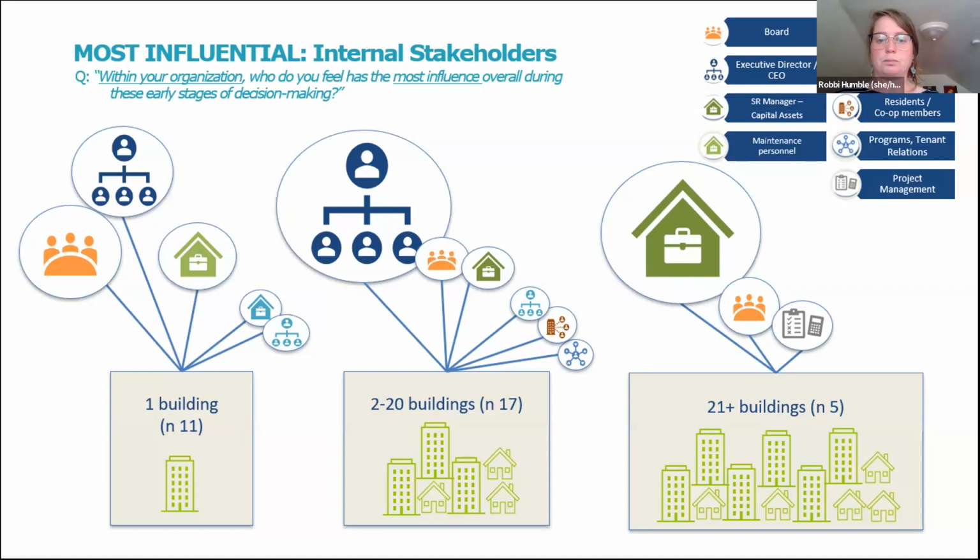Moving into the middle group, the executive directors were more consistently identified. And then in the larger organizations, so more than 20 buildings, they seemed less likely to name the executive director as the most influential stakeholder, and instead to point to the manager of facilities or capital assets. So it could be related to the size of the organization, could be related to a lot of other factors as well, but it seems to be something to consider, right? The size of organizations, as we know, has a lot of role to play.